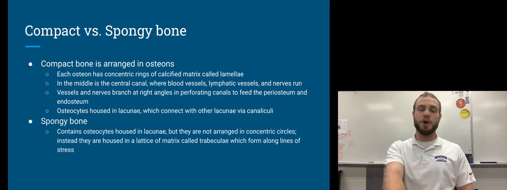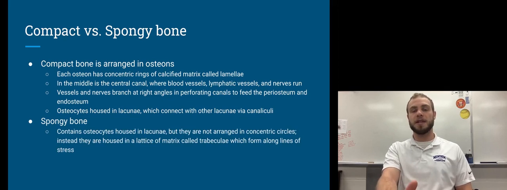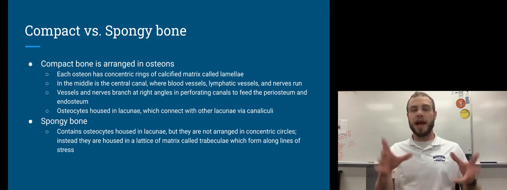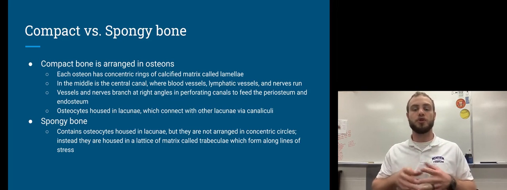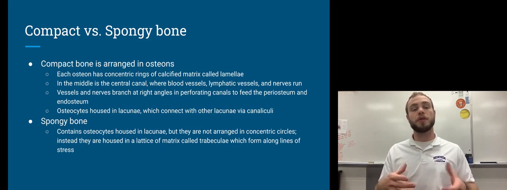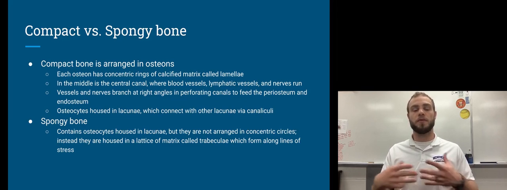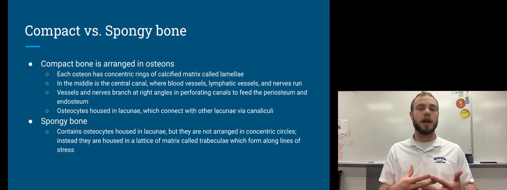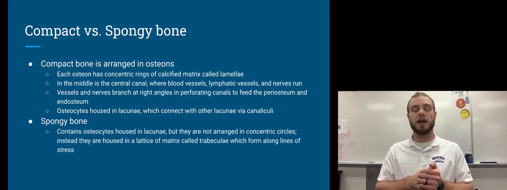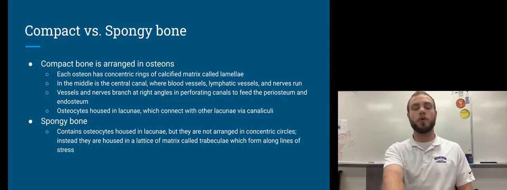And then your spongy bone is going to contain osteocytes in those lacunae, but they're not going to be in those concentric circles. Instead, they're going to have this kind of lattice, this crisscross pattern called trabeculae, which are actually formed along lines of stress. So if you have certain areas where a bone is constantly being pushed or pulled or twisted, these trabeculae are going to form along those lines to increase the strength of that bone.